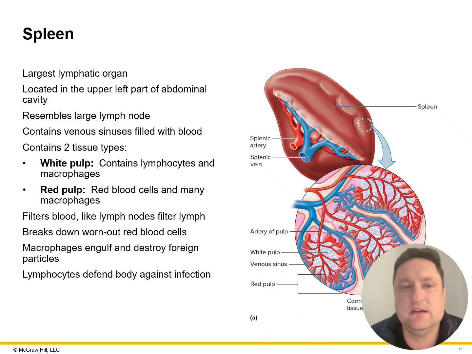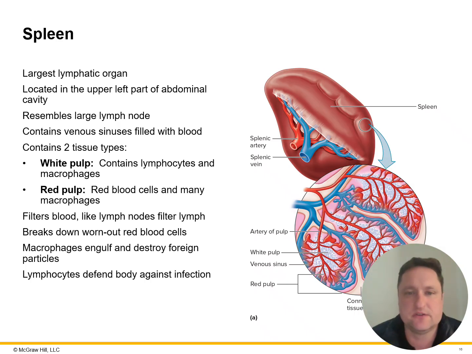Okay, the other organ here, the spleen. Now, this is the largest lymphatic organ, and it is in the upper left abdomen. It resembles an oversized node, but it does not filter lymph, it filters blood. So there's two tissues here. There's white pulp, which is rich in lymphocytes and macrophages. And then there's red pulp, which is packed with red blood cells and also macrophages surrounding venous sinuses.